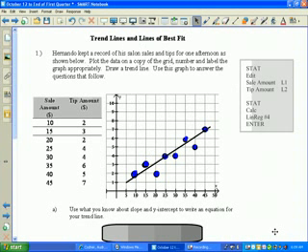With this packet, it has four problems to it. So I did the first problem with the students, and then the last three problems the students have to do amongst themselves. So I can't really show it on the website, but I can definitely show you what I did during the class period. So let's look at the first problem.